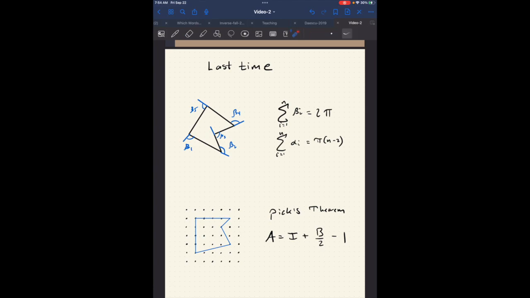We talked about polygons in the plane, and we came up with formulas for the sum of the exterior angles, which always equals 2π, because we make one complete revolution. And the interior angles is π times quantity n minus 2. And then we used this to prove Pick's theorem, which gives us a clever way to compute the area of a polygon on the Z² lattice, where we count the number of interior vertices and the number of boundary vertices, divide by 2 and subtract 1, and that tells us the area.